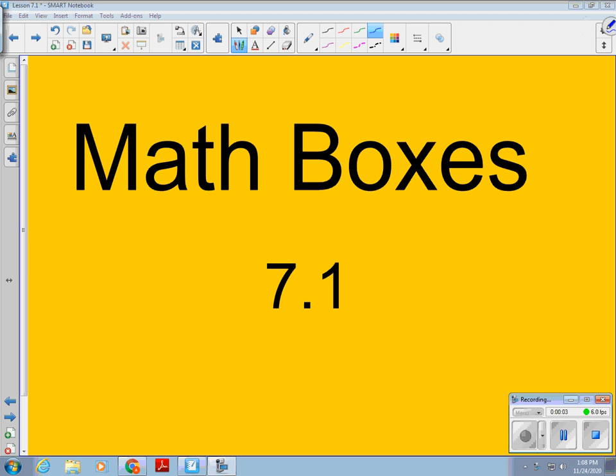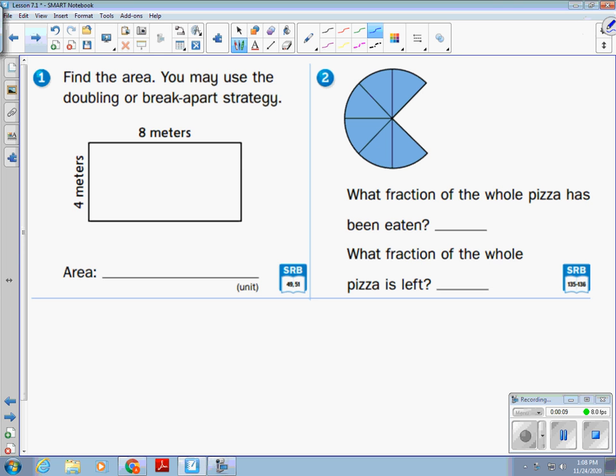All right, boys and girls, let's get started with Math Boxes 7.1. Number 1, find the area. You may use the doubling or break apart strategy.